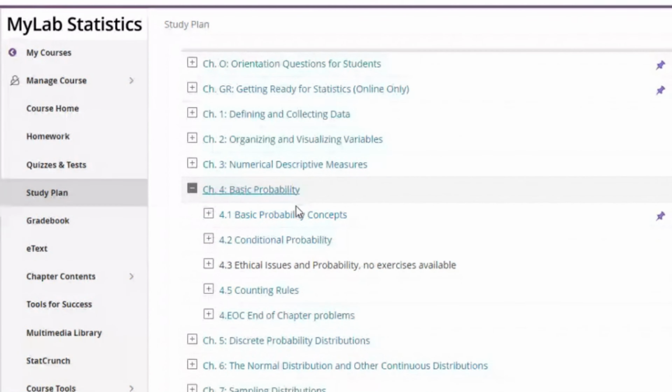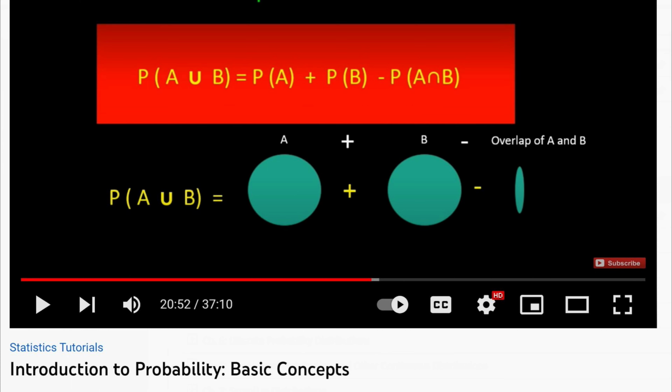Hello everyone! In this video, we'll solve some practice problems in probability. I have a tutorial video on probability. If you want to review the basic concepts, please watch that tutorial before working through these problems.